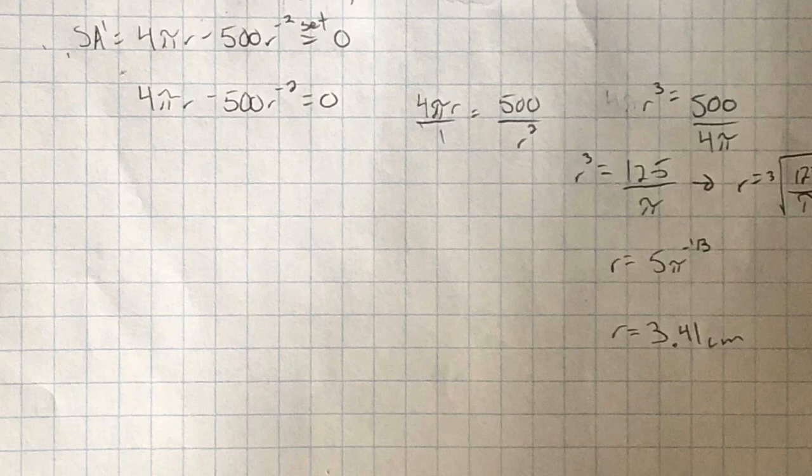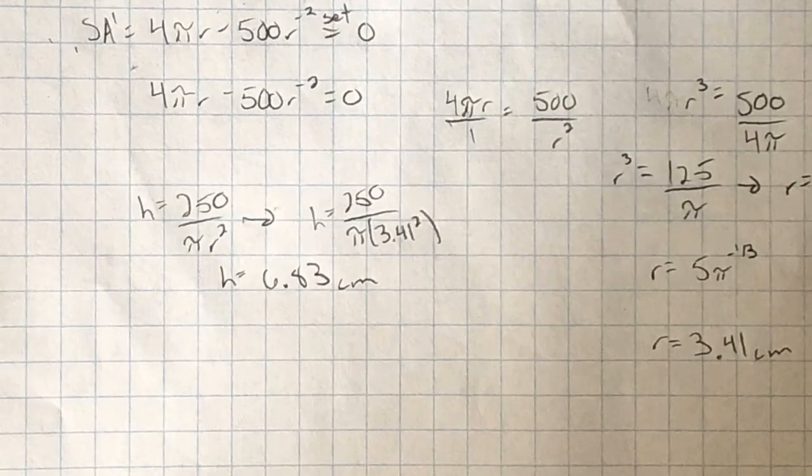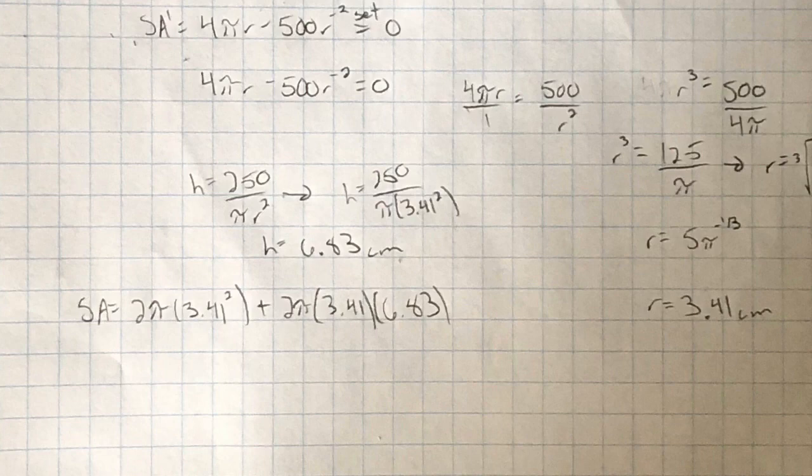So now we found the minimum r value. If you recall, earlier in the problem we said that h equals 250 over pi r squared. So if we plug in r, or 3.41, we get the h value, which is 6.83 centimeters. So now we have the dimensions of this cylinder, so we can just simply plug in these values into our original surface area formula to find the area.